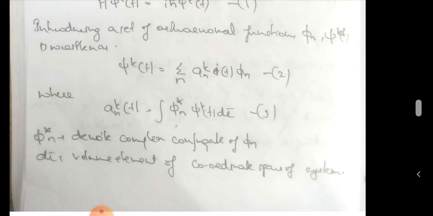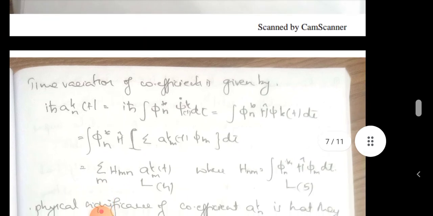Now the physical state of this kth system can be described in terms of this coefficient a_kn of t. Now let us look at the time variation of the coefficient. The time variation of this coefficient is given by the Schrodinger equation, i h cross a dot_kn of t. So by substituting the equation 3 for a_kn of t, we get i h cross integral phi_n star psi_k dot of t d tau, which is actually equal to the integral phi_n star H cap psi_k of t d tau. That is from equation 2, equation 1.